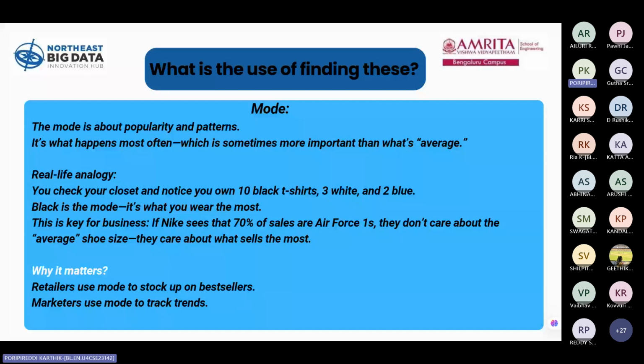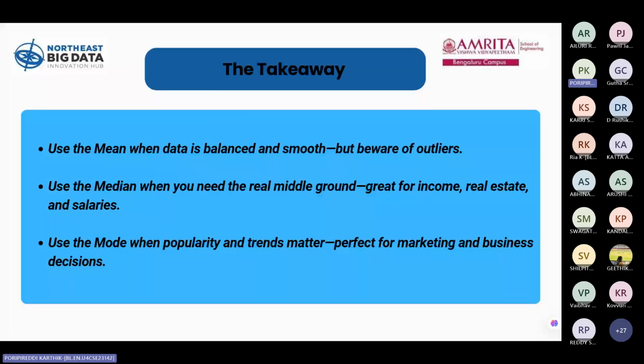Well, now we know why we find mean, median, and mode. When the data is balanced and smooth, and there are no outliers like Elon Musk or Shaq in the data, we can use mean. But when there are outliers present in the data, it's best to use median. And mode is used for marketing and business decisions.